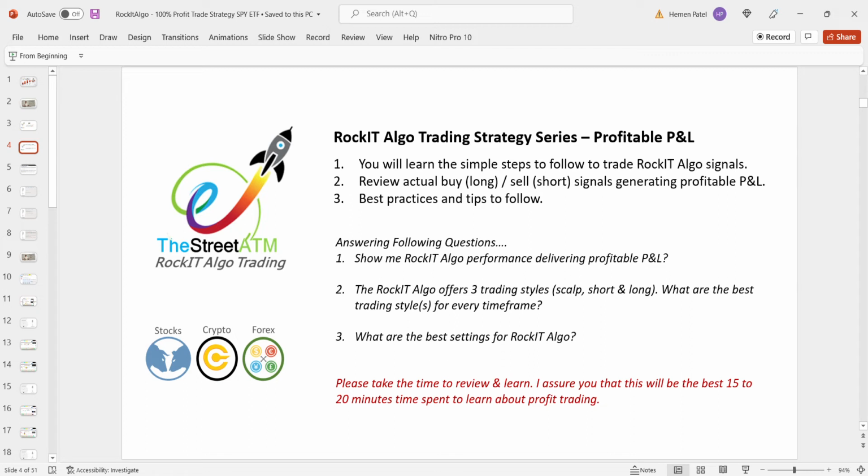Then we're going to review and illustrate the different trading options you have in RockIT Algo within each time frame. We're going to show you how the most recent past 5 to 10 signals have generated a profitable P&L, to help you build confidence in the performance of RockIT Algo in generating a profitable trading P&L for you.